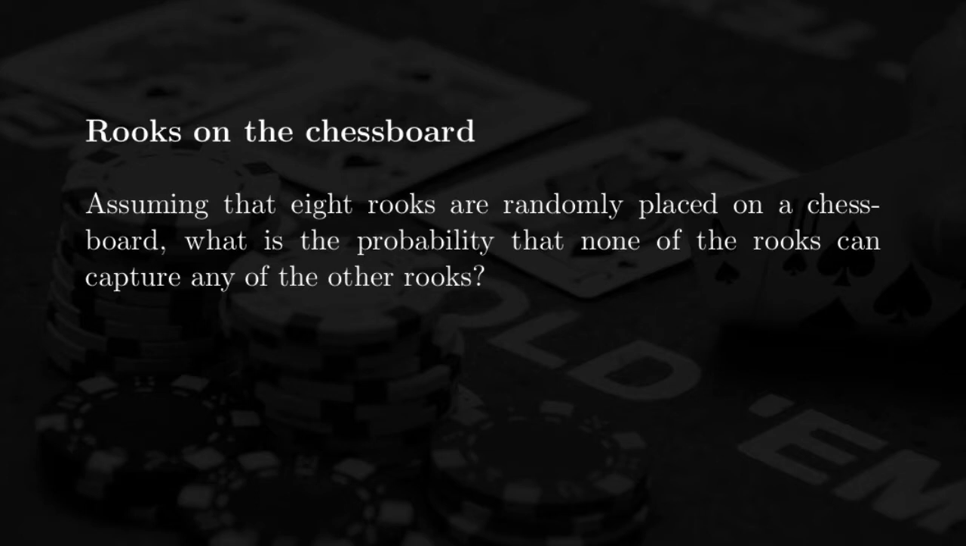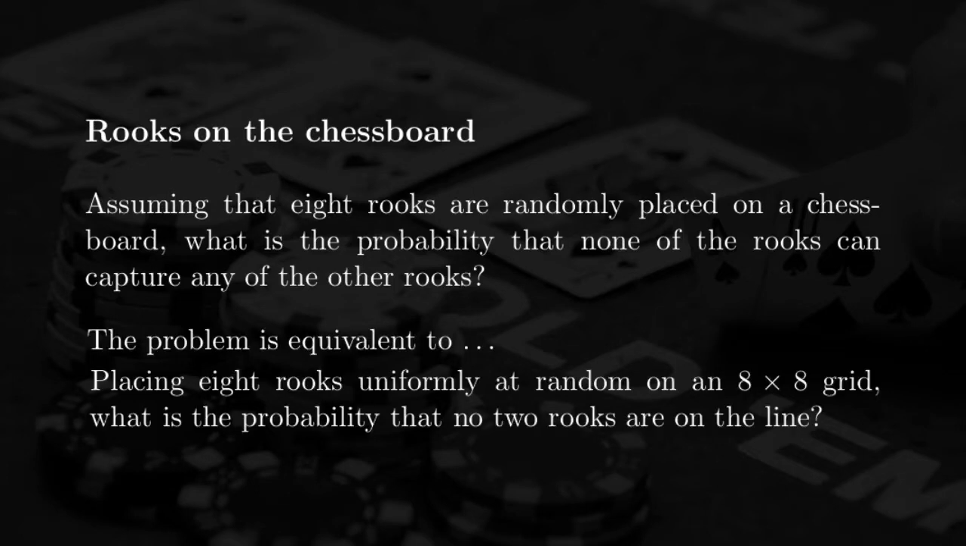If you know a little bit about chess, a chessboard is an 8 by 8 grid, and rooks can only move any number of squares, but only horizontally and vertically. So you can reformulate the problem by saying: placing 8 rooks uniformly at random on an 8 by 8 grid, what is the probability that no 2 rooks are on the same line, the same horizontal or vertical line?